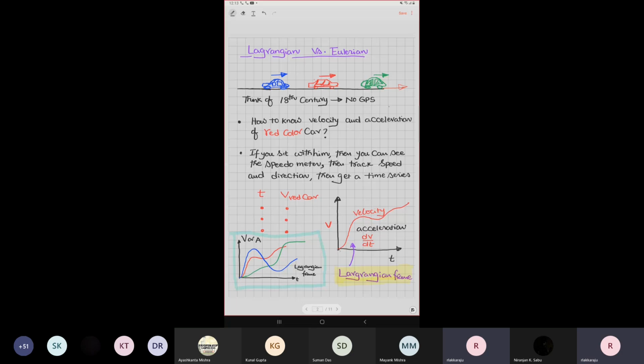Can one of you answer me? What are the ways you can really measure that velocity? Think of like the 18th century. Hello? Hello? Yes. So what you have to do?